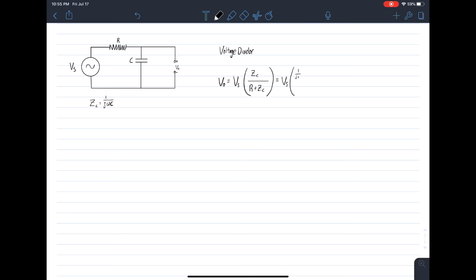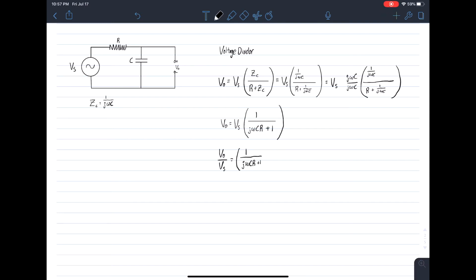Then for the impedance of the capacitor, we can sub out ZC with 1 divided by j omega C, and then with some quick math we can make this a lot prettier. So multiply both the top and the bottom of that proportion by j omega C, and we'll get a nice clean equation that looks like this. Then we divide both sides of the equation by VS, and we have an equation of VO over VS equals 1 divided by j omega CR plus 1.